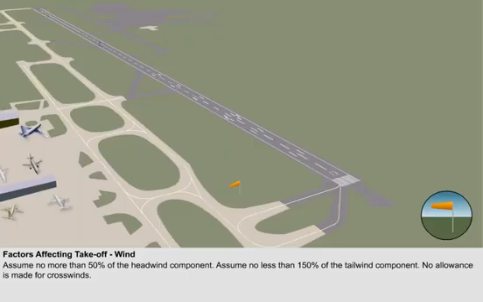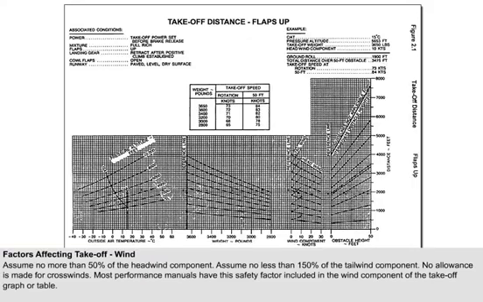Crosswinds present an additional complication because of the effect of the potential crossed controls, which would have to be applied when the wind tends to push the aeroplane off the centerline. These issues mean that aeroplanes are given maximum crosswind limits. Most performance graphs that calculate the takeoff distance have the 50% headwind and 150% tailwind recommendations already applied. The example shown here includes this.